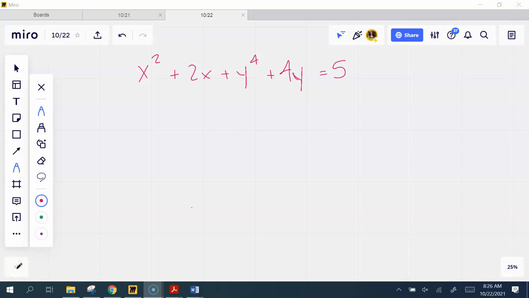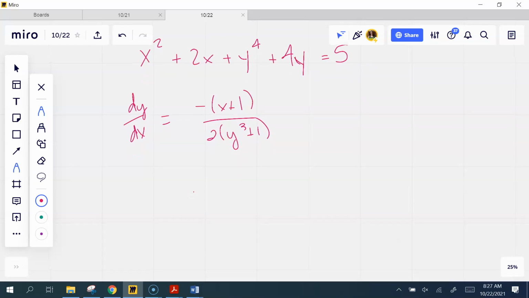would have gotten that B would have been easier. All right, so the first part, A, says show that dy/dx equals negative (x plus 1) over 2 times (y cubed plus 1). First thing we do is we differentiate. What's the derivative?